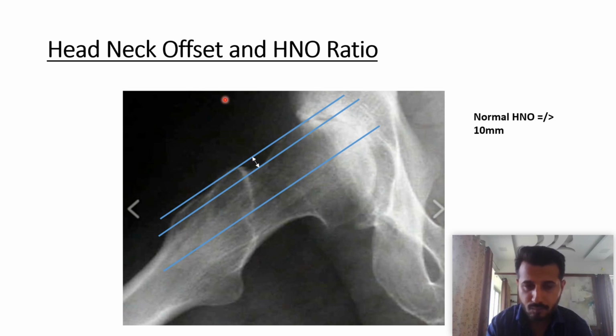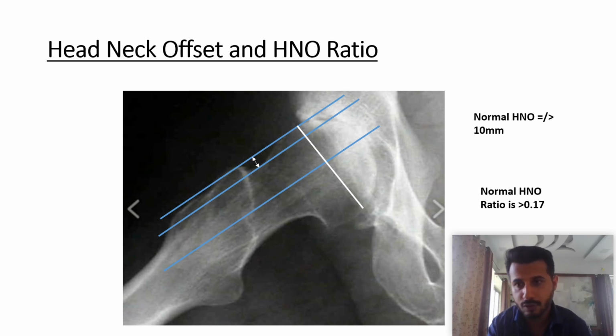Now for the head neck offset ratio, I'll draw line number 4, which is basically the widest diameter of the femoral head. The head neck offset which we have just calculated, if divided by this distance, gives us the head neck offset ratio, which normally is more than 0.17. If it is less than 0.17, it shows the possibility of a CAM type of FAI.